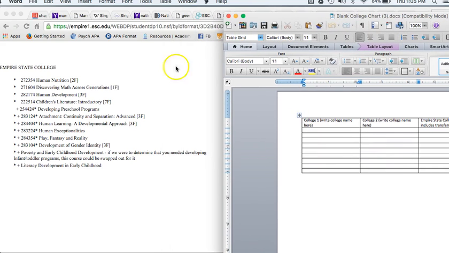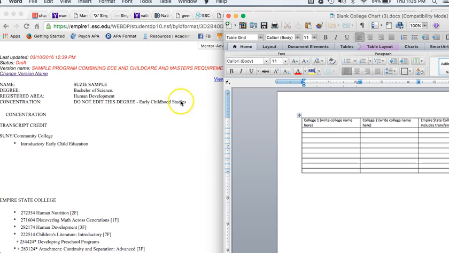Don't just necessarily search your concentration, which is what you're researching. You're researching your concentration, not your registered area of study. So if I'm doing a psychology degree, I'd look up psychology degrees at other colleges.